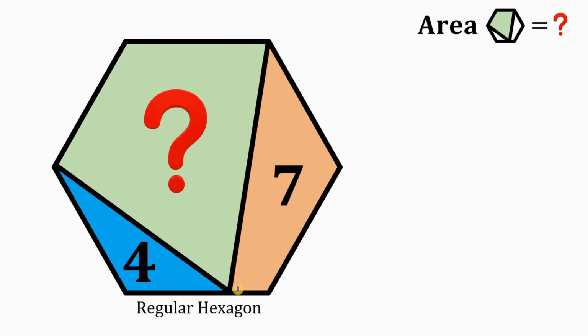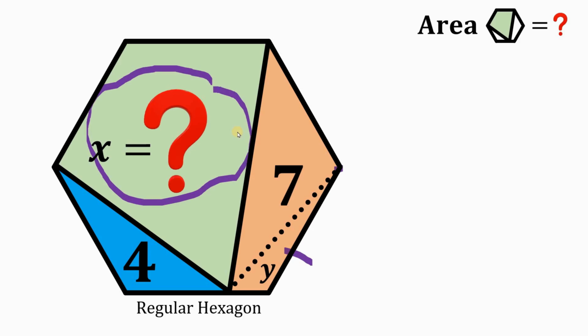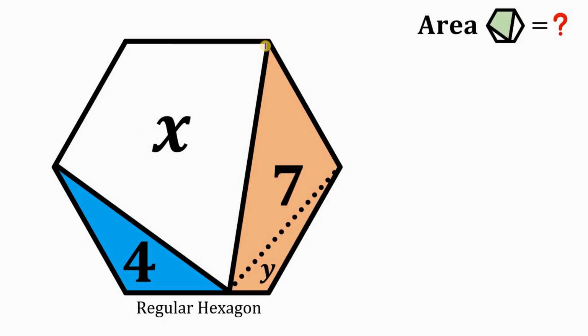Alright, to find the area of this region, what we're going to do is to connect this point to this point like this. And let's call this triangle right over here, the bottom part, y. And let's call the unknown region x, so this entire region we can call x. Now take note, this quadrilateral shaded in brown measures 7 square units, and this triangle on the bottom part is y. Therefore, the remaining triangle on the upper part is simply 7 minus y square units.